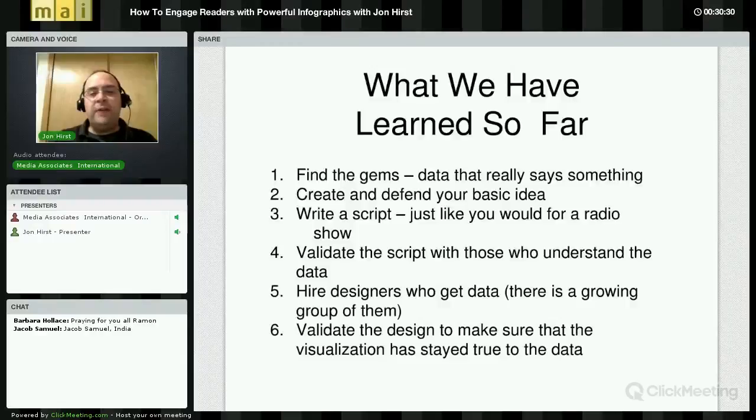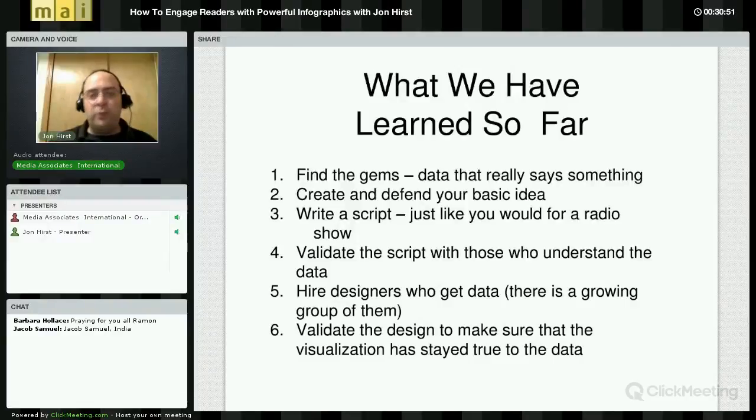Finally, you've got to hire the right designers. There's a growing set of designers out there that really love data. They understand data. They tend to be younger designers who have grown up with data around them, using social media. These designers really enjoy working with that and bringing it to life. So you need to find those designers for your infographic work and stick with them.